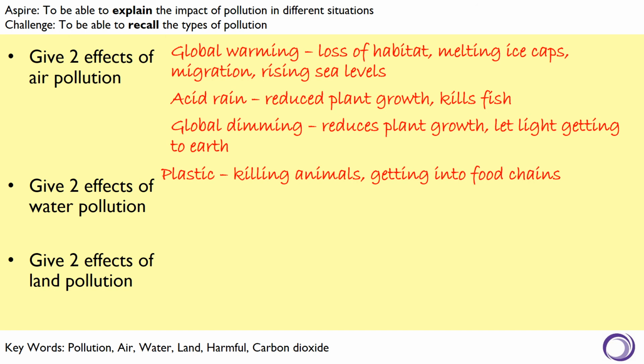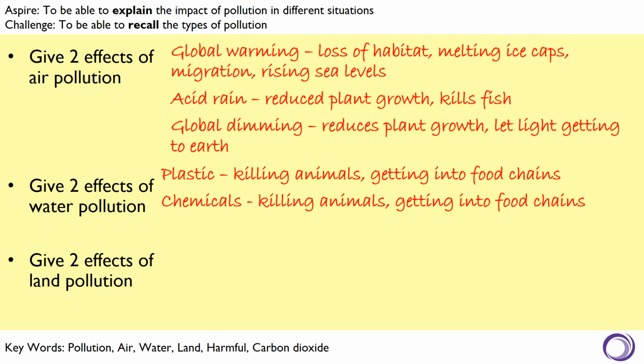For water pollution, you could have had any two of plastic, which kills animals, gets into food chains, chemicals, which can kill animals and again get into food chains, and disease and water's contribution to spreading certain infections, which is linked to our putting waste into that water.